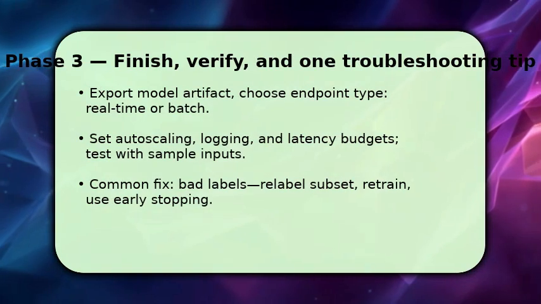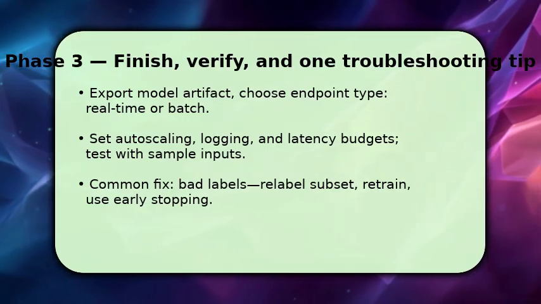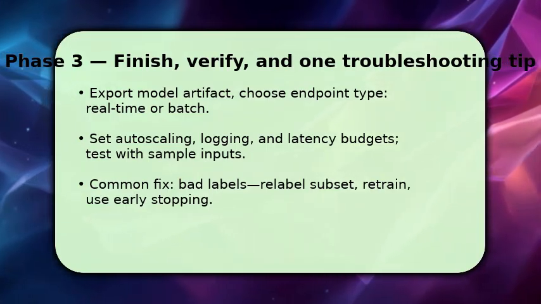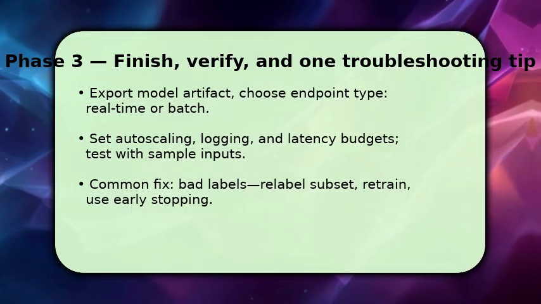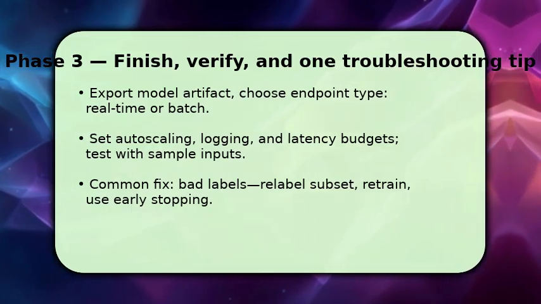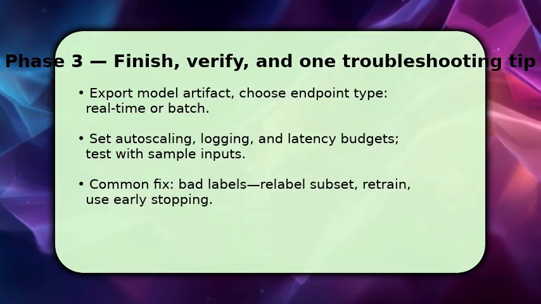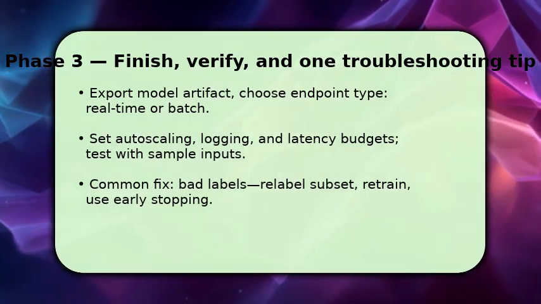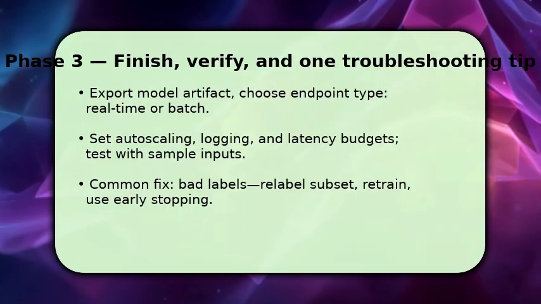You finish by exporting the trained Veo 3 artifact and deploying it to an endpoint. Pick real-time for low latency or batch for bulk jobs. Once deployed, configure auto-scaling, logging, and latency budgets. Then test with representative inputs to validate outputs and performance.